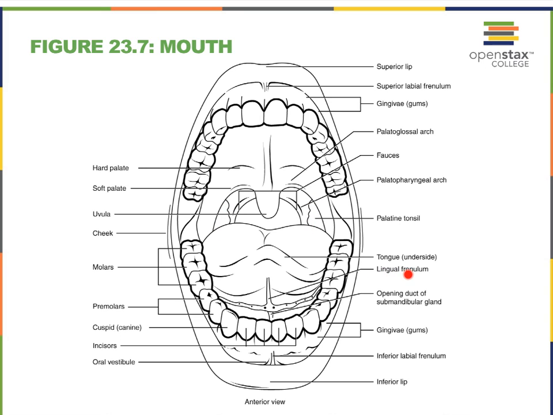Here we see the lingual frenulum. Lingual always refers to tongue. Lingo, think of lingo as language. Lingual always refers to tongue. So that's the structure that holds the tongue attached to the bottom of your mouth. If you lift up your tongue, you can see that little structure that is called the lingual frenulum. And our inferior lip is anchored by means of the inferior labial frenulum.